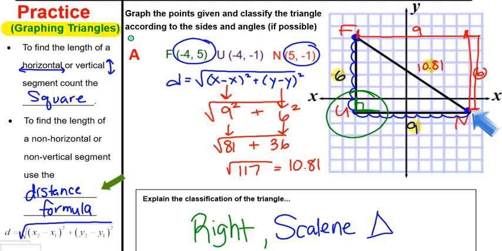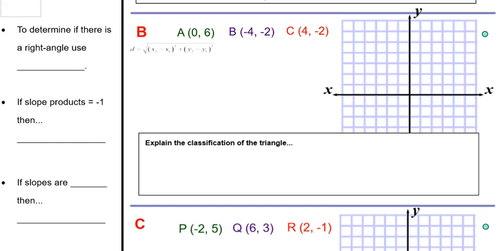So because we graphed it, we can see that that's 90 degrees, and so we can call this a right scalene triangle. All right, we're going to pause this guy right here, and I'm going to jump down to question B. So we're looking at question B, and we notice that we have these 3 points.